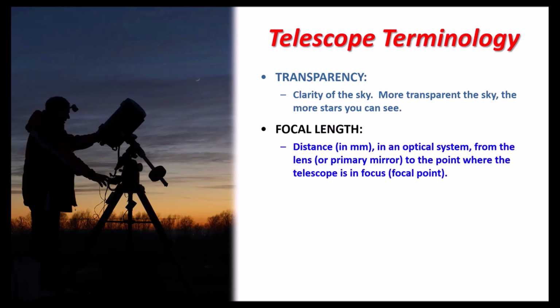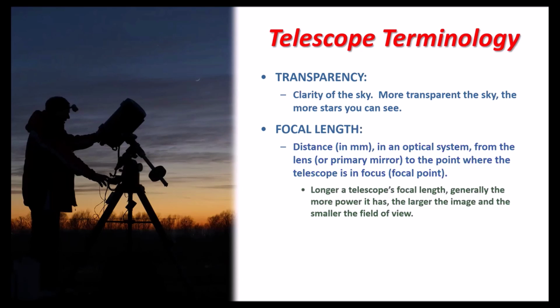See, wasn't that easier? The longer a telescope's focal length, generally the more power or magnification it has. The larger the image, but the smaller the field of view. So there's always a trade-off. Some telescopes have a short focal length and are meant for wide field views. Telescopes with longer focal lengths are more meant for the moon, planets, and double stars, areas where you want more magnification.